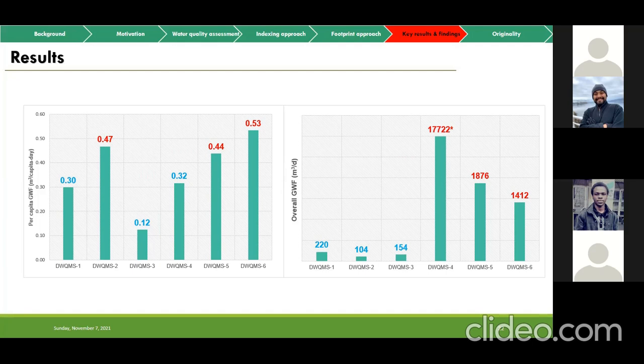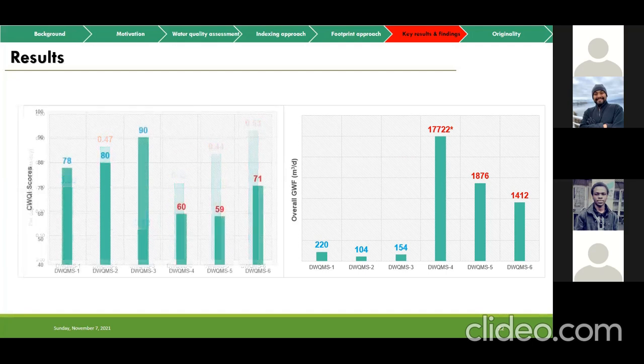But the most interesting part: when I compared this overall gray water footprint with the CWQI, the Canadian Water Quality Index score, the results were very similar. Why does it look different here? Because for CWQI scores, higher is better. For gray water footprint scores, lower is better. So you can see the last three in both have a more damaging impact.